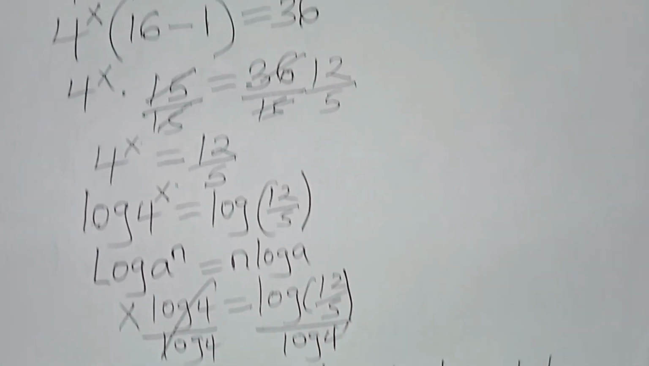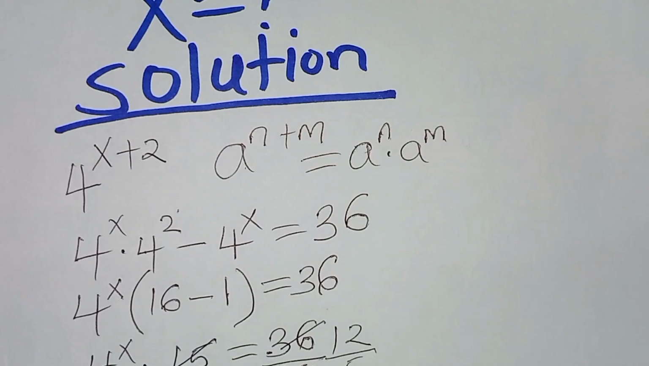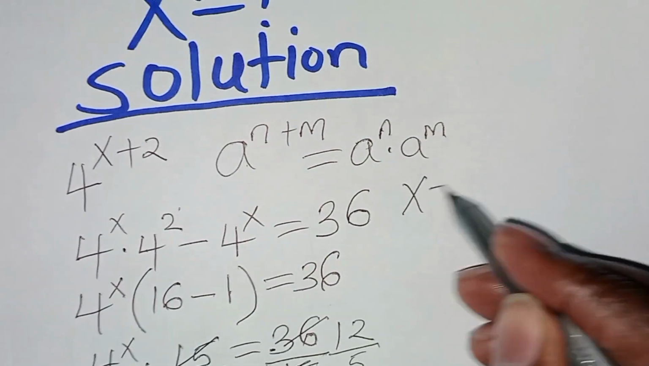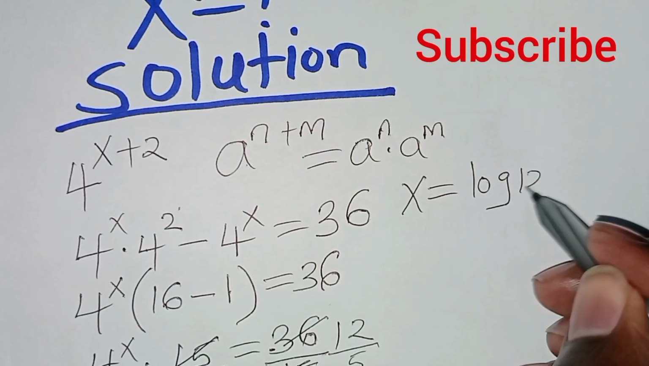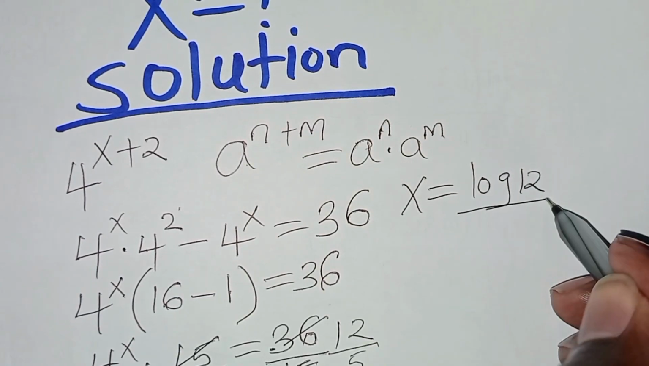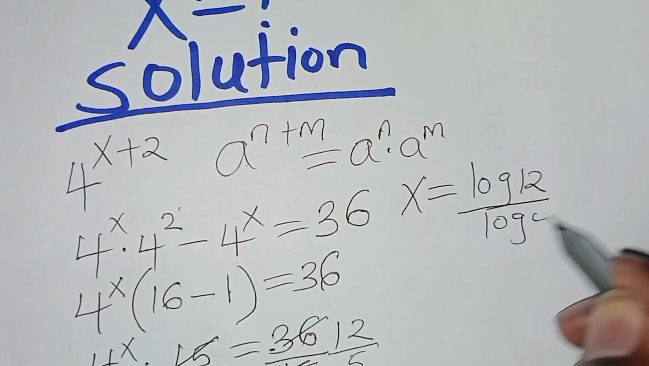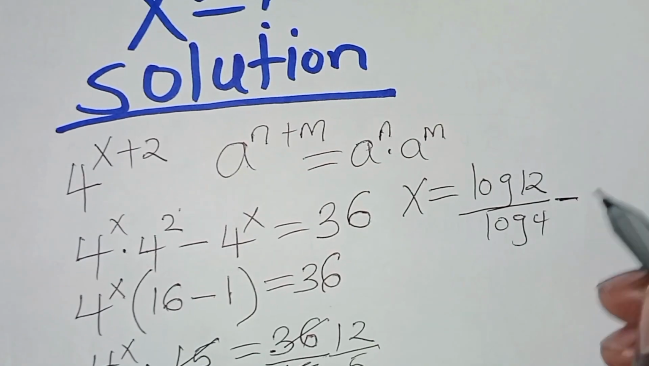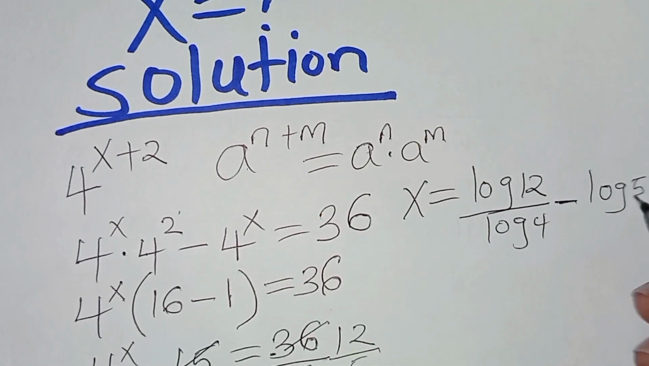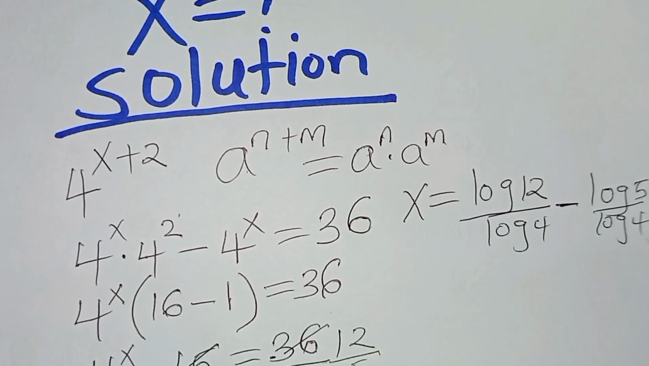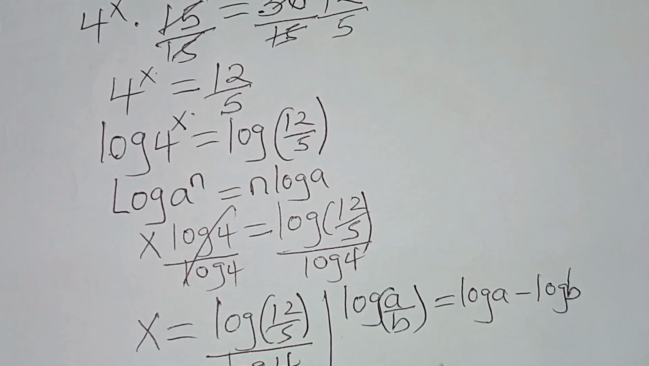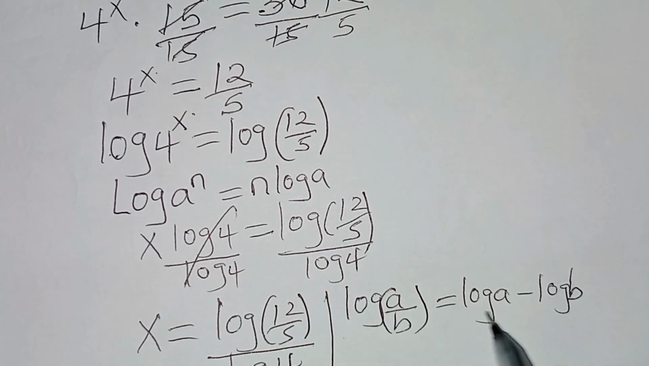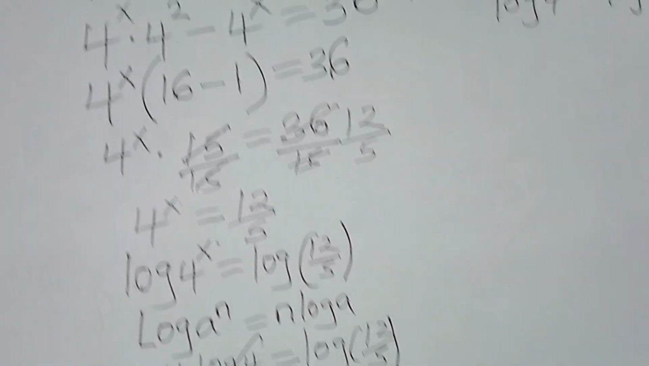Now let's proceed. So we'll have x equal to log 12 divided by log 4, subtract log 5 divided by log 4. So we are applying this logarithm property, that is log a divided by b is log a subtract log b.